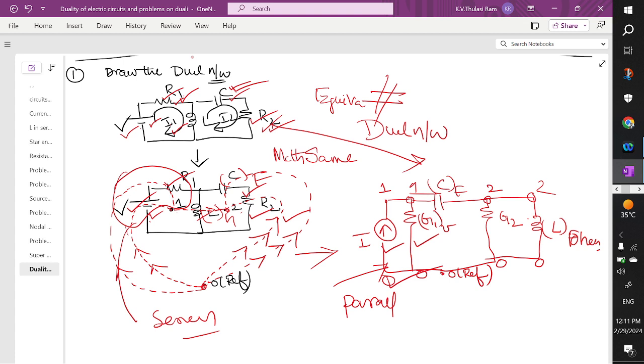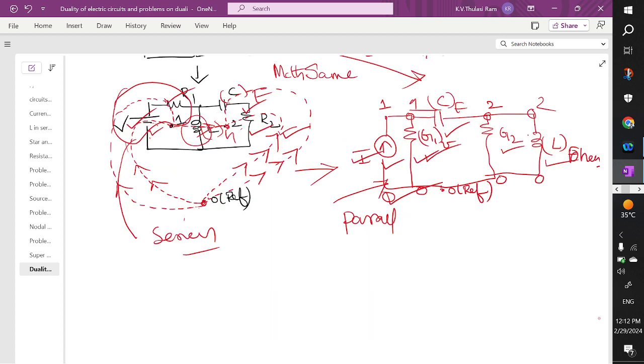And here you have voltage. So the equivalent of voltage is current connected between 1 and 0. So between 1 and 0, what is connected? R1 is connected. Here you have G1. Between 2 and 0 you have R2 ohms. Here you have G2 conductance. Between 2 to 0 you have a capacitor. Here you have inductance. Between 1 and 2 you have an inductor. So here you are going to get the capacitor. So that is how to draw the dual network.